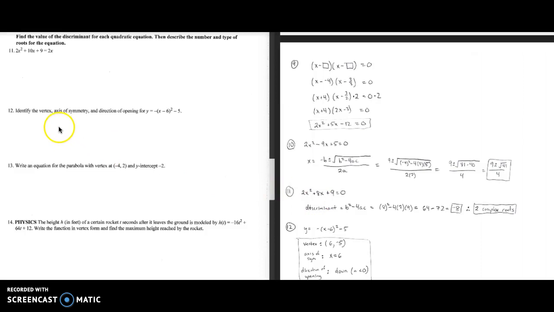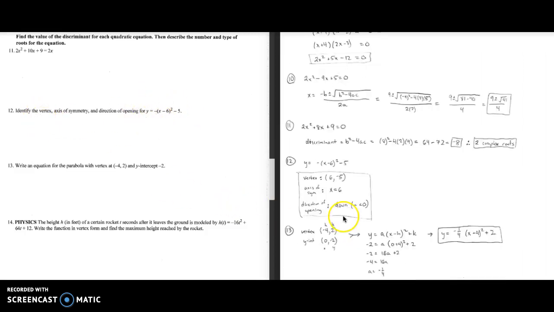Question 12. Identify the vertex, the axis of symmetry, and the direction of opening for y equals negative times x minus 6 squared minus 5. This is vertex form. That means they told you the vertex. The vertex is 6, -5. It's h, comma k. Therefore, the axis of symmetry is x equals 6, because these are always going to be the same number.